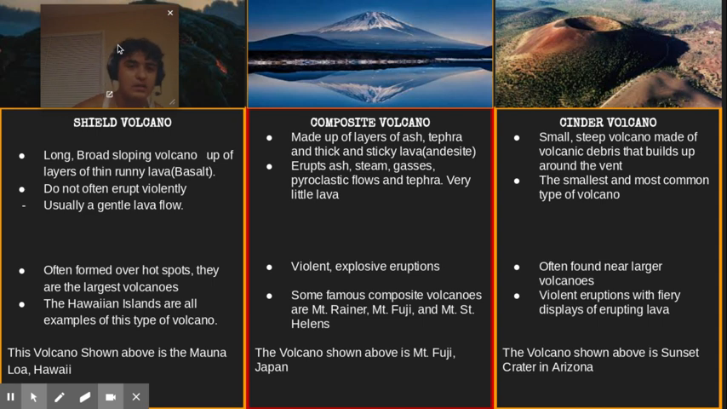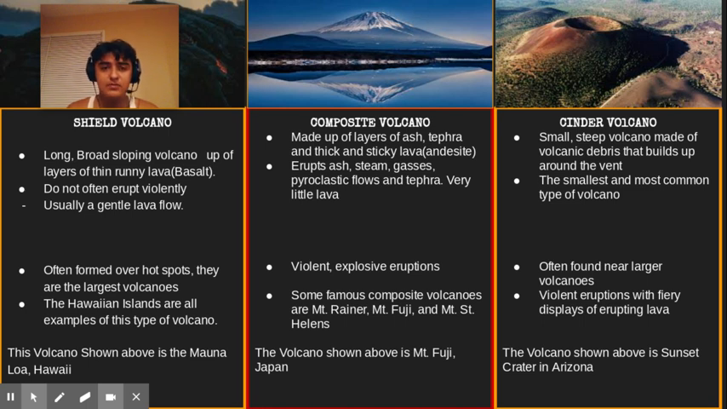Shield volcanoes, you could compare it to a Spartan shield. It's very long, pretty big, pretty flat, and they're long, broad, sloping volcanoes due to the thin layers, and they don't usually erupt very violently. It has pretty much a calm eruption. Lavas are always very gentle, very slow, and it's from over hotspots and other larger volcanoes. The volcano shown above is actually Mauna Loa, and it's located in Hawaii. You can find a lot of these shield volcanoes in Hawaii.